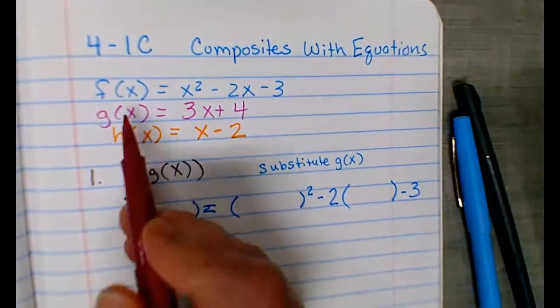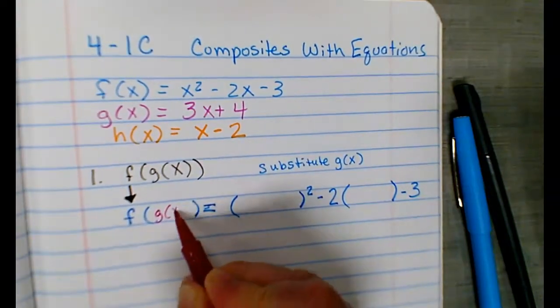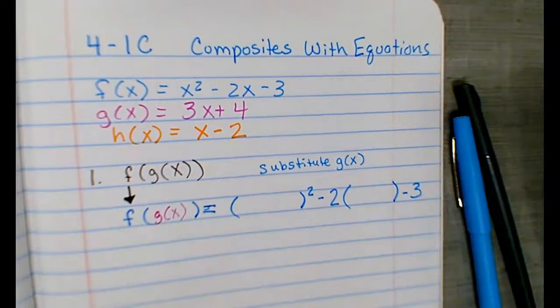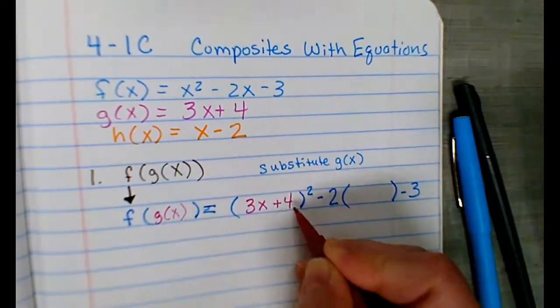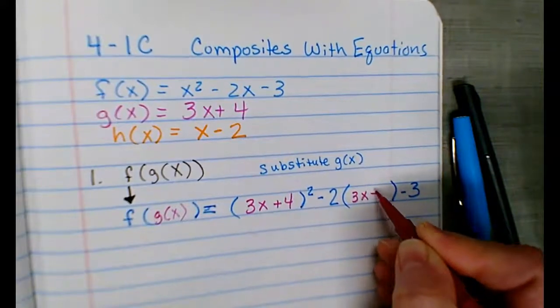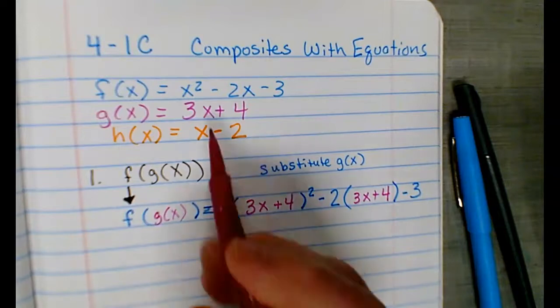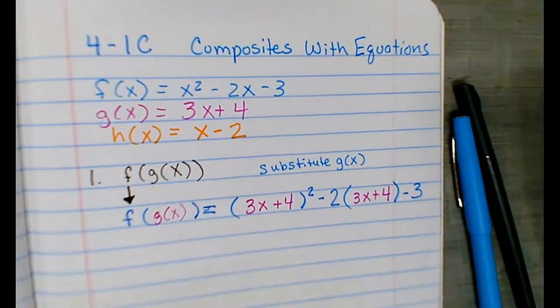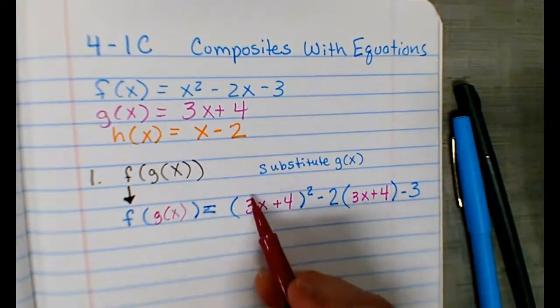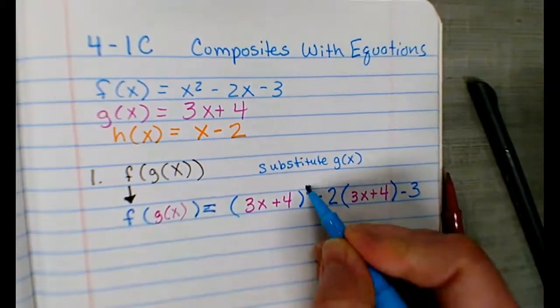I'm going to take this function called g of x, and I'm not going to substitute a number, I'm going to substitute the whole function. I should say expression. In place of x, I substituted all of this, that was g of x. And then, how do you do that? This needs to be squared.